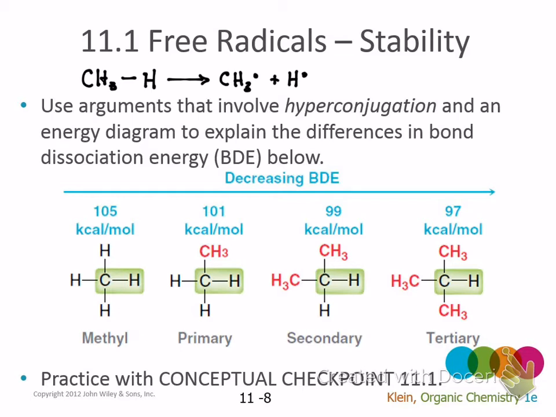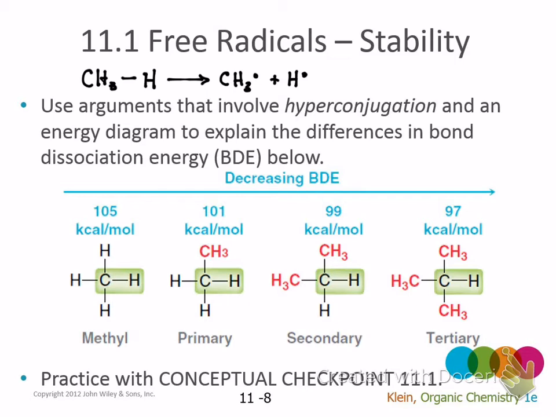So if you measure the bond energies for methane, which is that one up there, or ethane, or propane, or T-butane, I guess this would be. Look at the dissociation energies. The dissociation energies start at 105 and go down to 97. So 97 is the easiest bond to break.